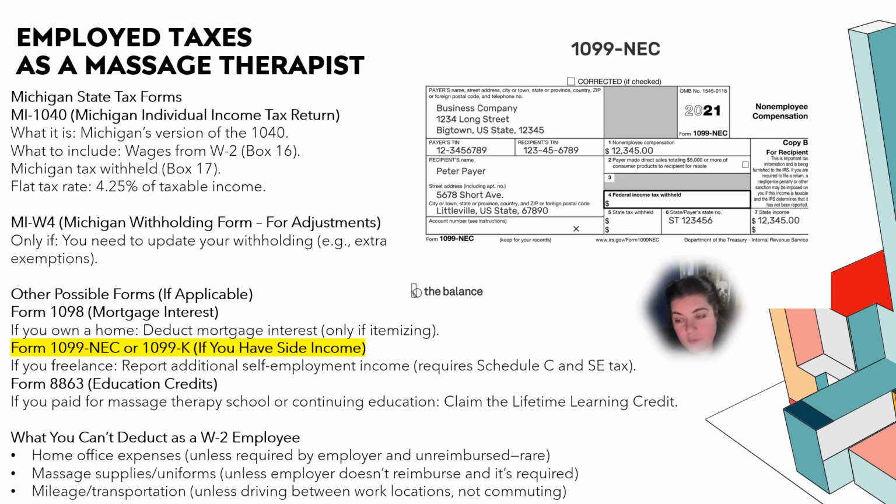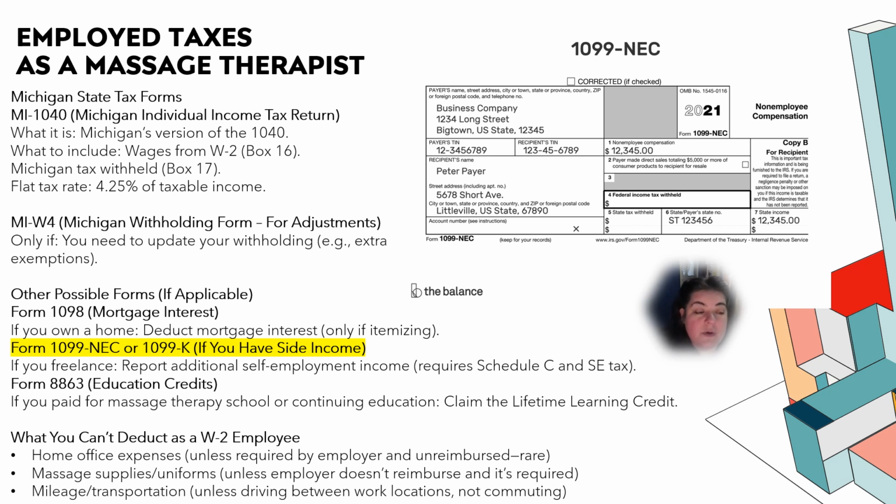Now, there are other forms that you can file, like there's the 1098 for mortgage interest, but is your mortgage interest that you're paying honestly higher than the standard deduction? Probably not. So you're only going to use that if you're itemizing deductions. Here we've got an example of the 1099-NEC again. This is only if you have side income, okay? You're going to have to report all of that. We're going back to those self-employment income forms like Schedule C and SE taxes.